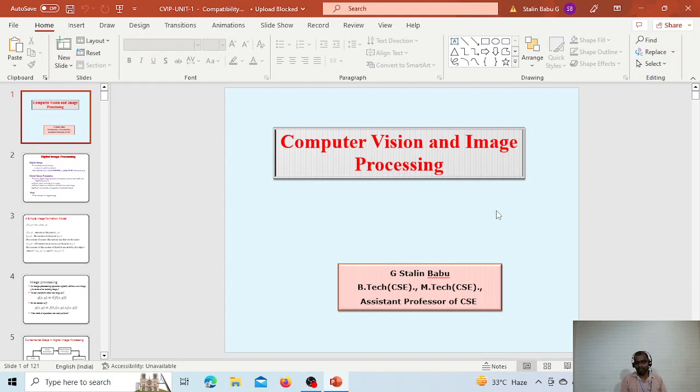In the relationship between pixels, we discuss what we mean by connectivity, adjacency, region, boundary, and how we can calculate the distance between two pixels. We will discuss each and everything.